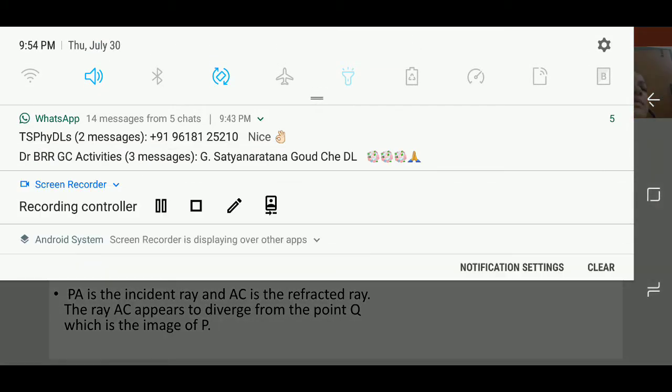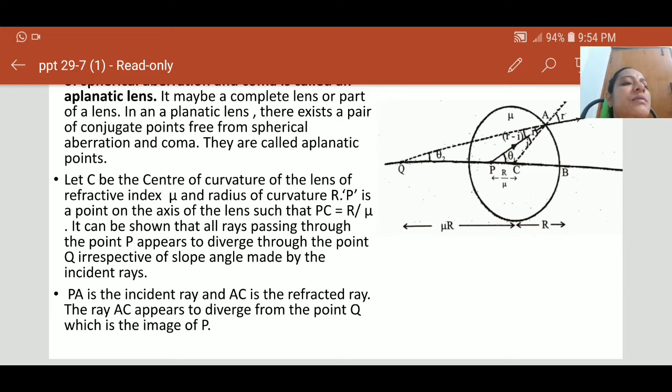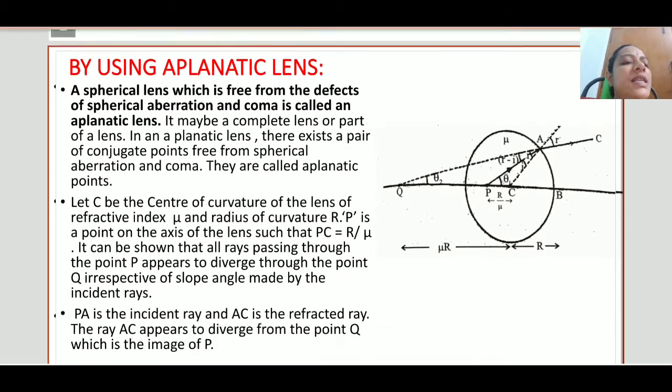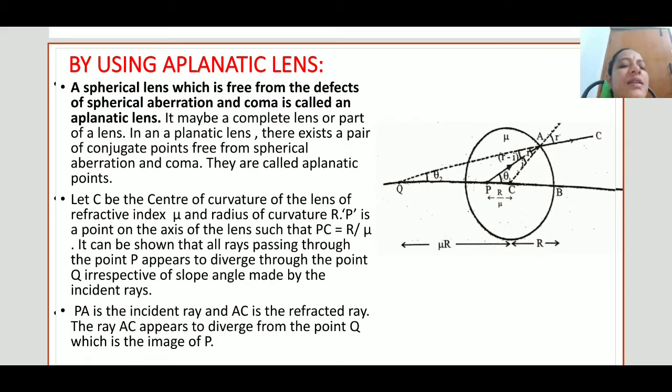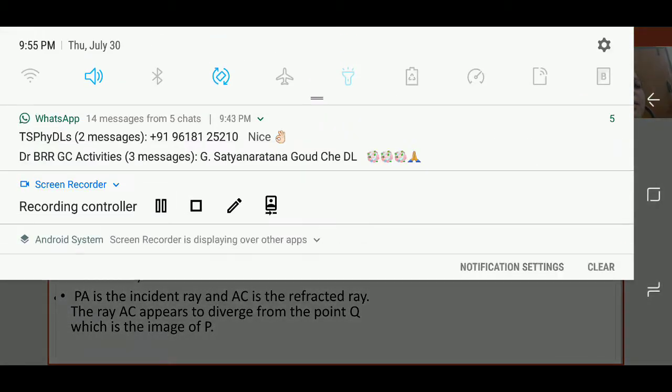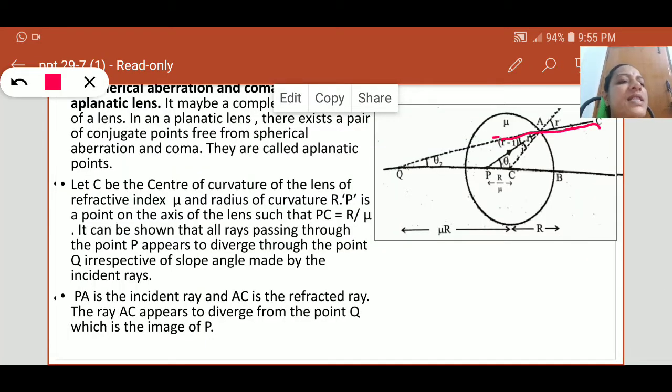PA is the incident ray, and AC is the refracted ray. If we extend this ray, the ray AC appears to diverge from a point Q, which is the image of P. So we get the image of object P on the principal axis at Q.